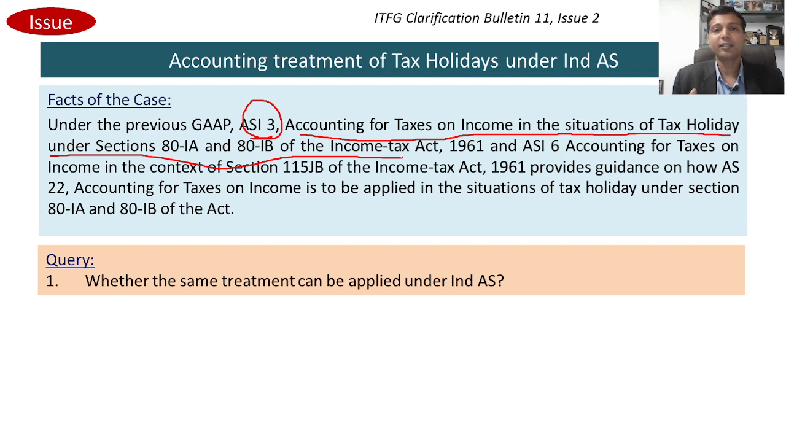So ASI 3 provides guidance on how to do accounting for taxes on income, how to calculate deferred tax in this situation. And there's ASI 6 which is providing guidance on accounting for taxes on income in the context of 115JB. So the focus here is that these both are talking about specific situations where there is tax holiday and concession is provided. In this situation, how to do accounting for deferred tax, that guidance is provided under AS-22.